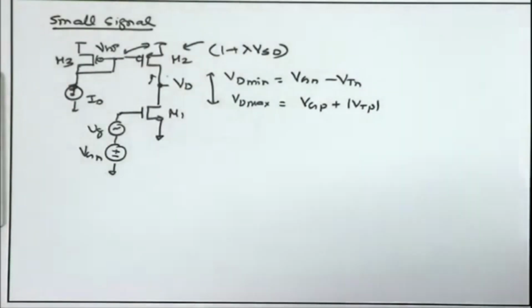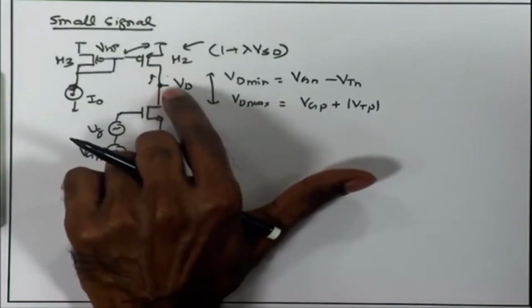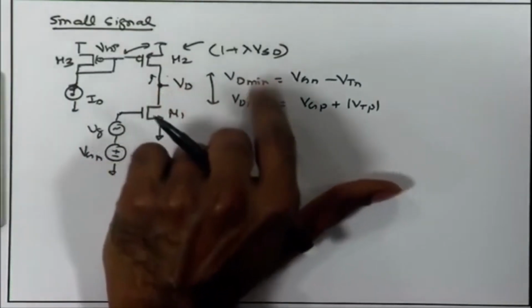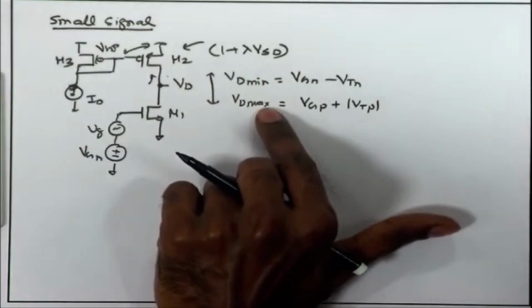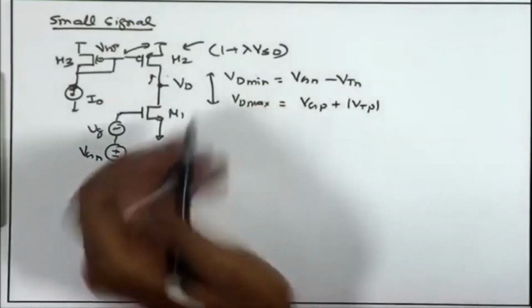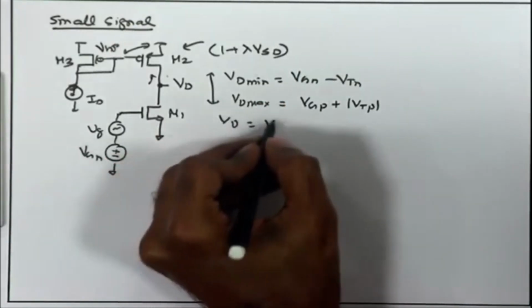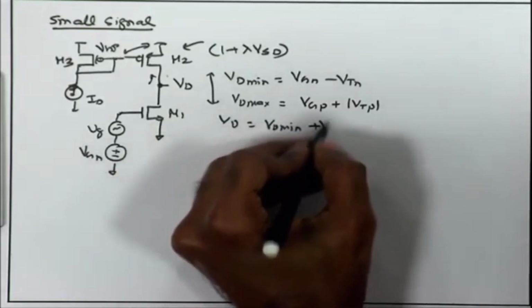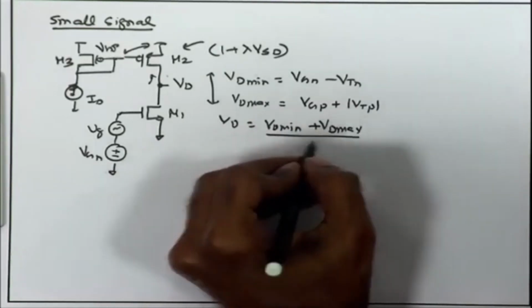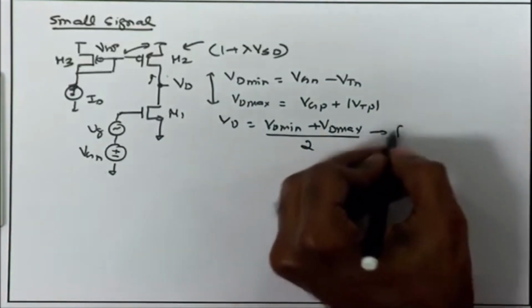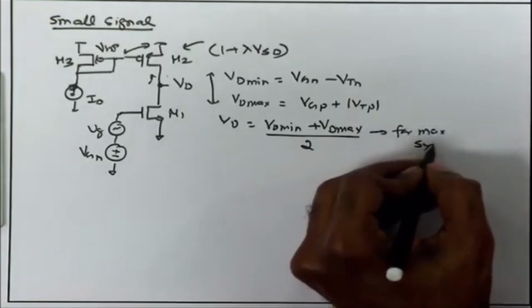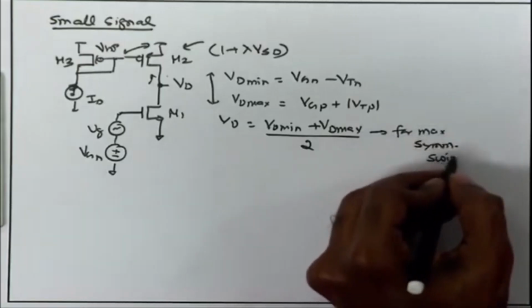Now, once again, if we have a target that we want to have maximum symmetric swing, and therefore, we want to bias the VD. We want to have VD exactly midway between these two extremes, so that the signal can go up and down by same amount. That is called maximum symmetric swing condition, and under those conditions we would like to have VD equal to VD min plus VD max by 2. That is the ideal, best possible swing for max symmetric swing at the output.